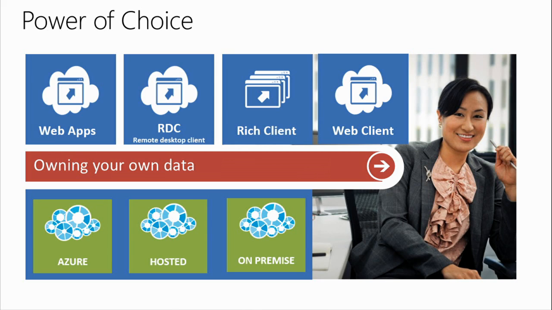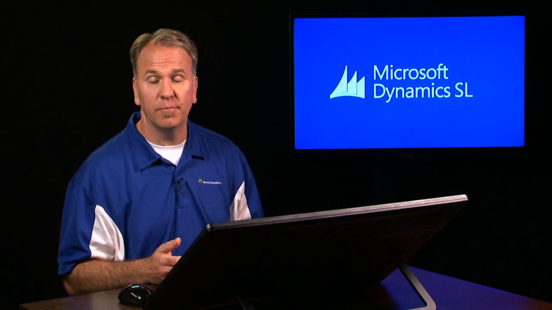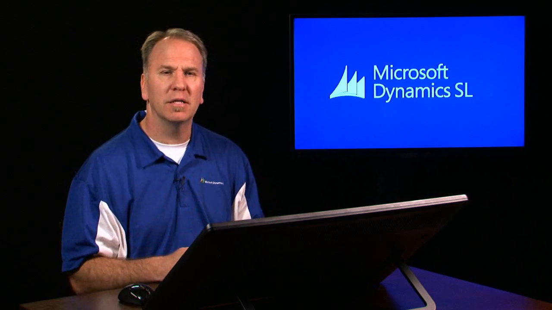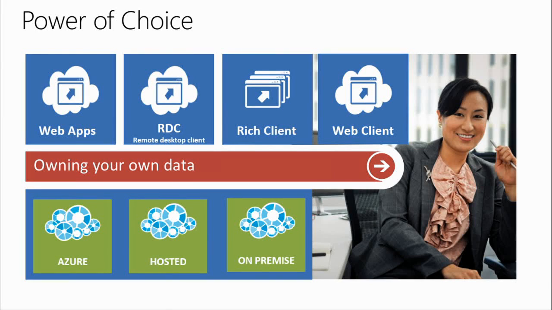The next thing is your power of choice of how you are going to access that. We'll take a look in the next module at how the interface looks and feels, but you have different ways that you can interact with it. We showed a couple of screenshots of our web app functionality. Web apps is the ability to go in using your tablet or smartphone to get to the data. We also have what we call our remote desktop client, which is basically being able to host something and remote into the Dynamics SL screens.